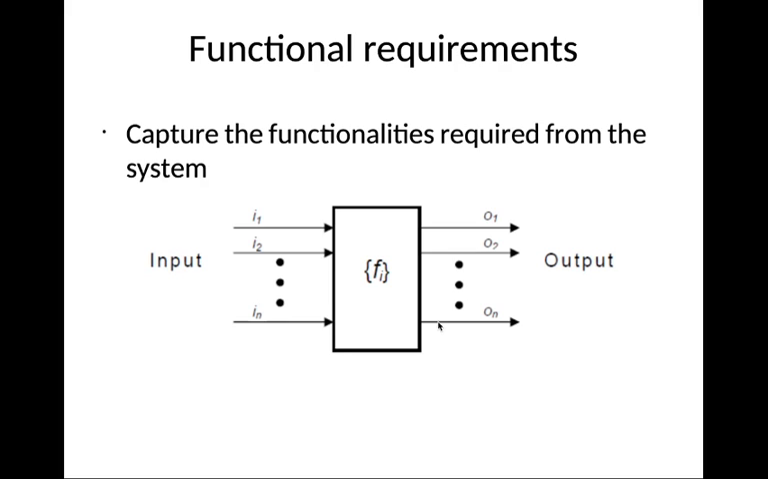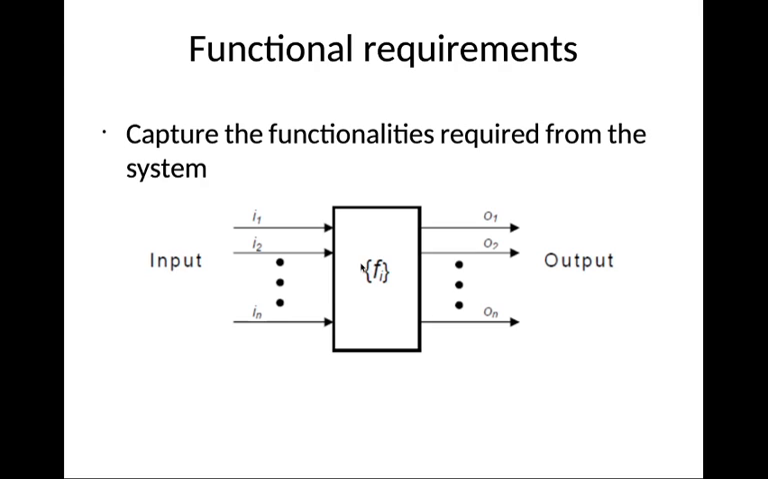So first one is functional requirements. Functional requirements capture the functionalities required from the system. This mainly deals with the functionalities of the system. This can be considered the most important part of an SRS document, because the developer will be developing all these functionalities. All the functionalities that will be there for the software will be specified in these functional requirements.